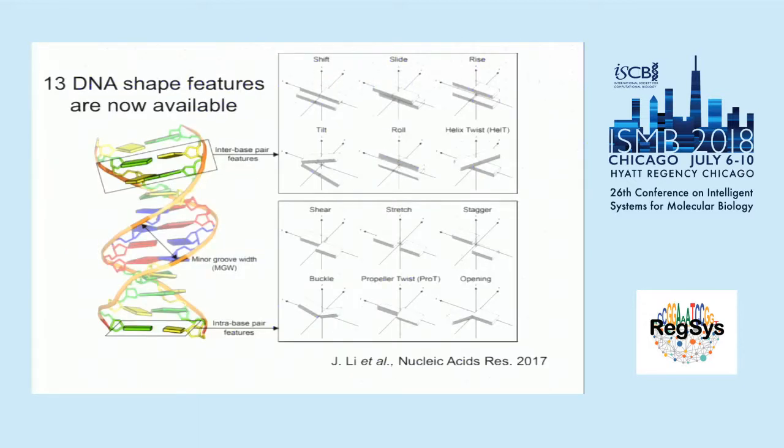We have in the past talked about a small number of DNA shape features. We just recently published a paper where we provide a larger set of DNA shape features. These are all shown here. And we in the past used, and most people in the community use, the four features: minor groove width, roll, helix twist, and propeller twist, that are here boxed in these red boxes.